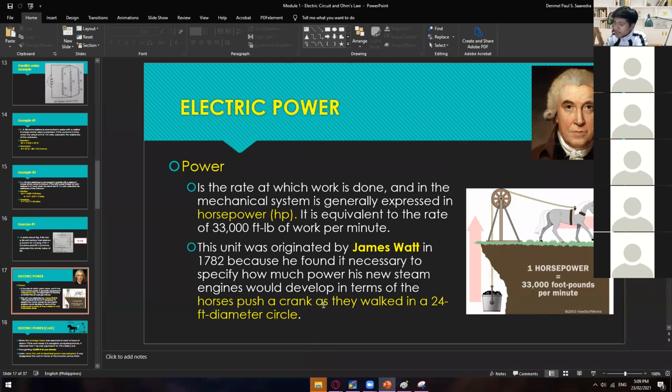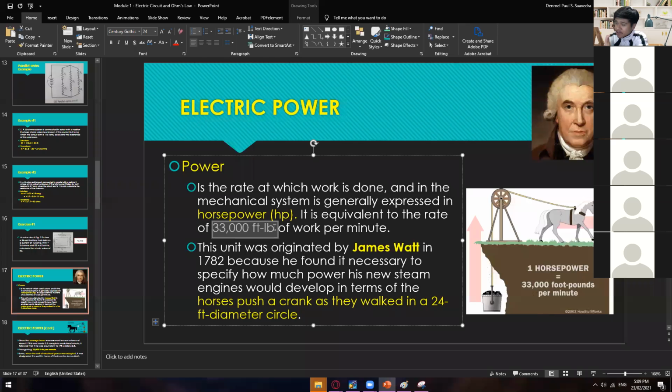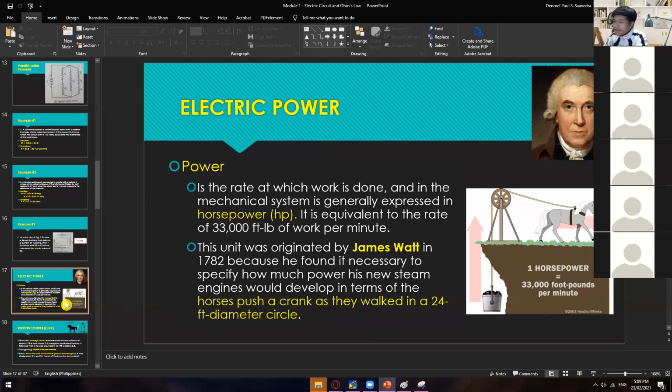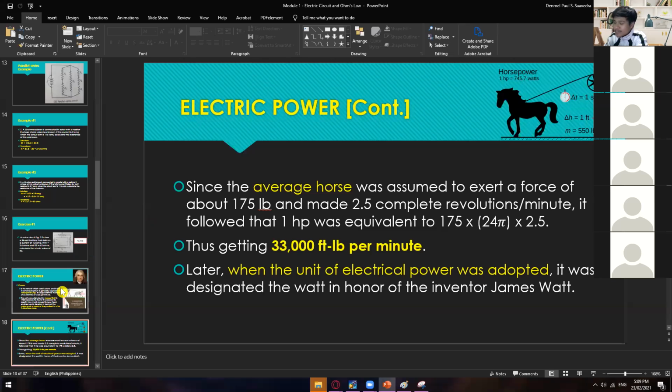So I would like you guys to explore more on how they really measured this 33,000 foot-pounds. Now I'm curious, but before, I was only worried about 1 HP being equal to 33,000 and so forth. I didn't search more. How did they come up with 33,000? All right, anyway, so that's the history when it comes to horsepower.